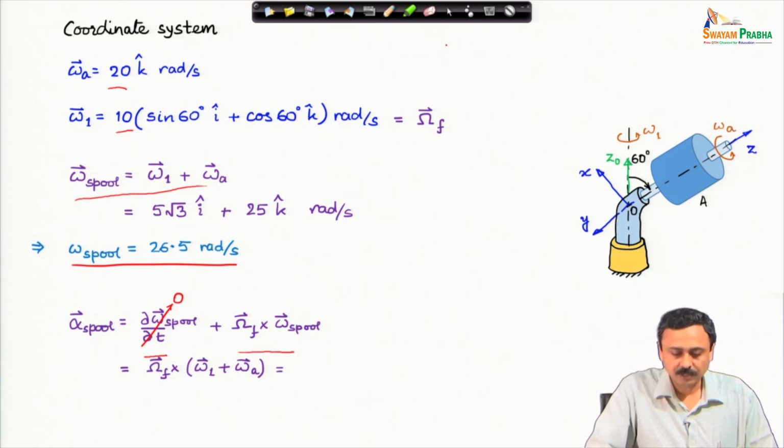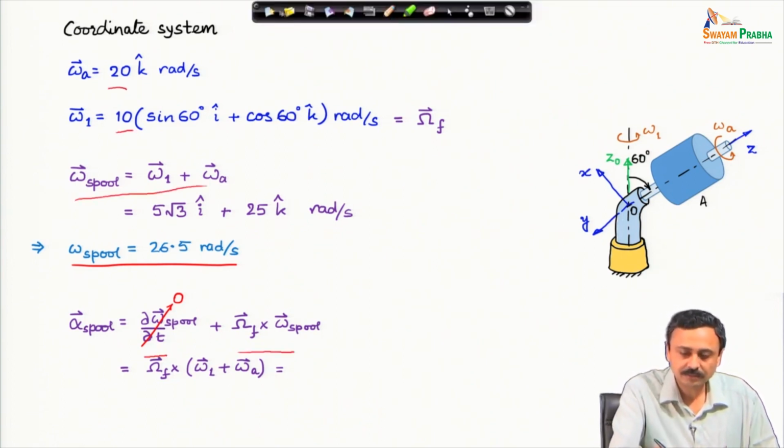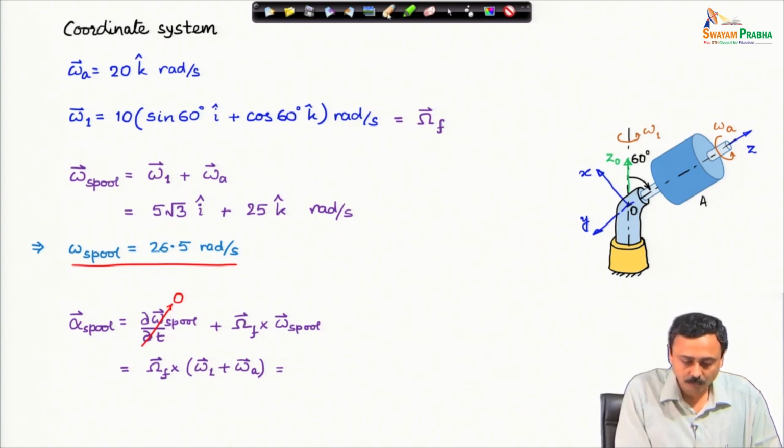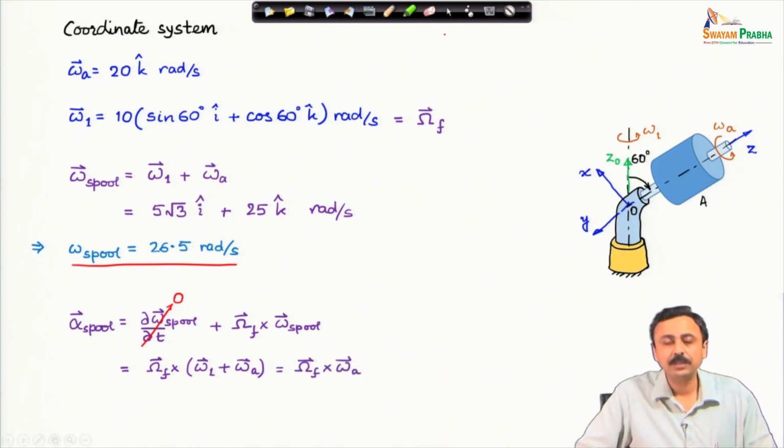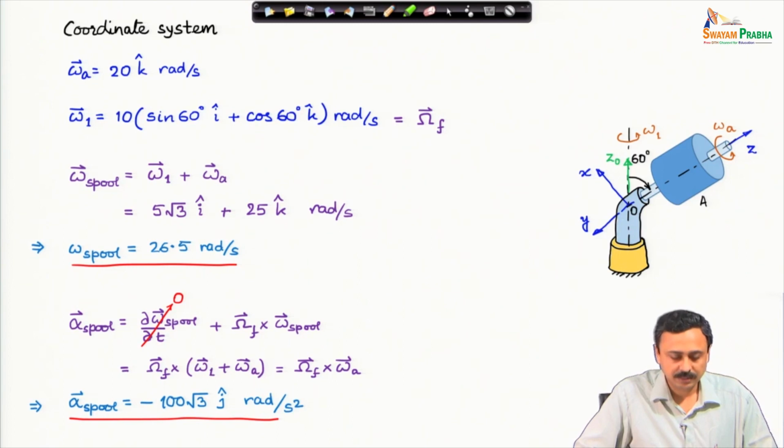If you plug in these expressions, we have omega f cross omega 1 plus omega a, but remember omega 1 is the same as omega f. Therefore, the first cross product will vanish, and we have omega f cross omega a, and that will be the angular acceleration of the spool. If you do this calculation, it is minus 100 root 3 j cap radian per second square. This completes this problem. We are going to move to the next one.